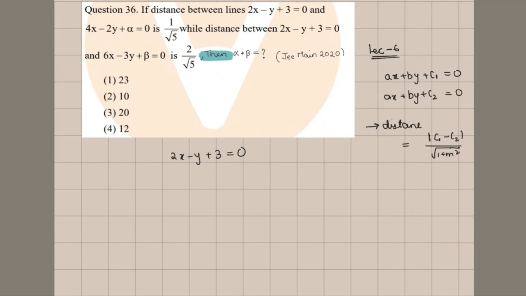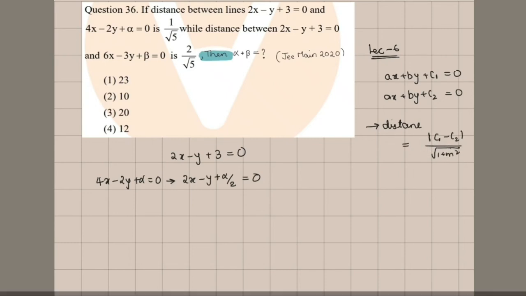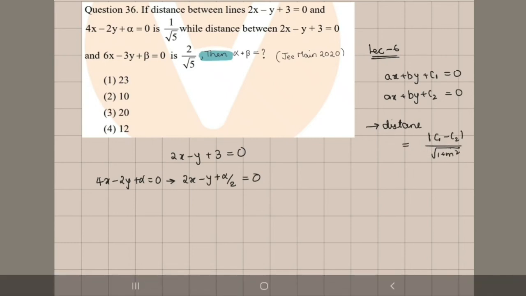So 2x minus y plus 3 equal to 0 and 4x minus 2y plus alpha equal to 0 can be written as 2x minus y plus alpha by 2 equal to 0. I just divided this equation by 2 such that a, which is the coefficient of x, and b, which is the coefficient of y, are equal, so that we can use this formula. So we got the distance.